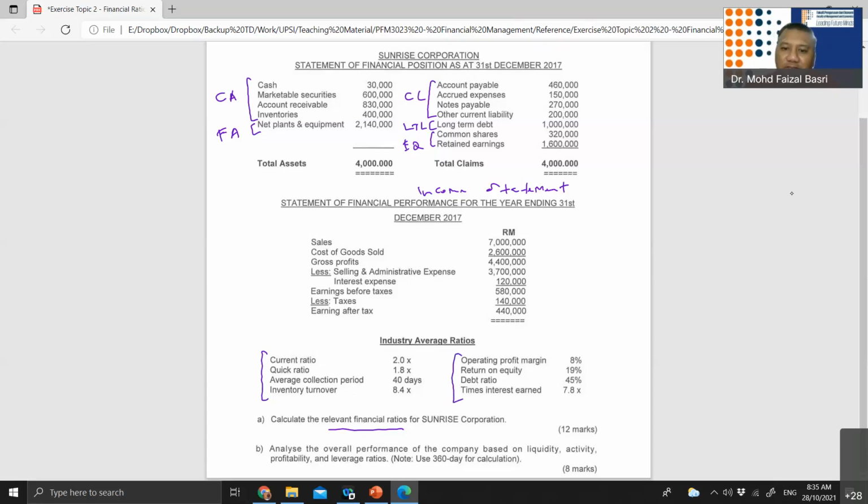Okay, and these are not the answers, obviously. This is just as a reference. For you guys, you need to use these 2 statements, the balance sheet and income statement, to calculate the relevant ratios. So what are the relevant ratios? We have current ratio, quick, average collection period, ACP, inventory turnover, operating profit margin, ROE, debt ratio, times interest earned.